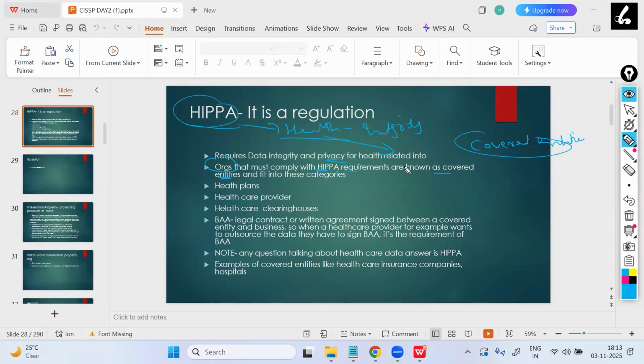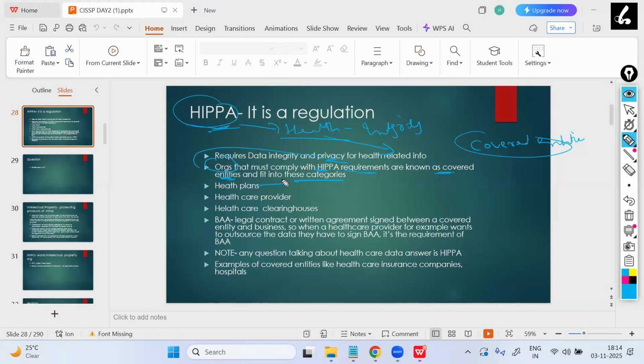Only those who are in this particular field need to follow the HIPAA regulation. So the organizations that must comply with HIPAA requirements are the covered entities, and they fit into these categories. Who are those companies? Who are the covered entities?